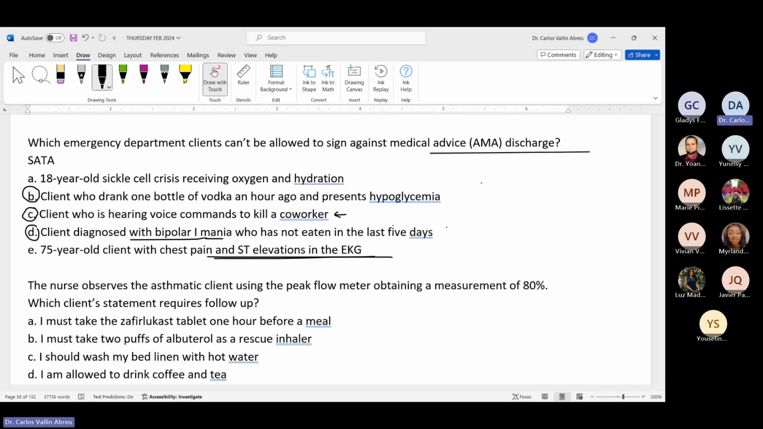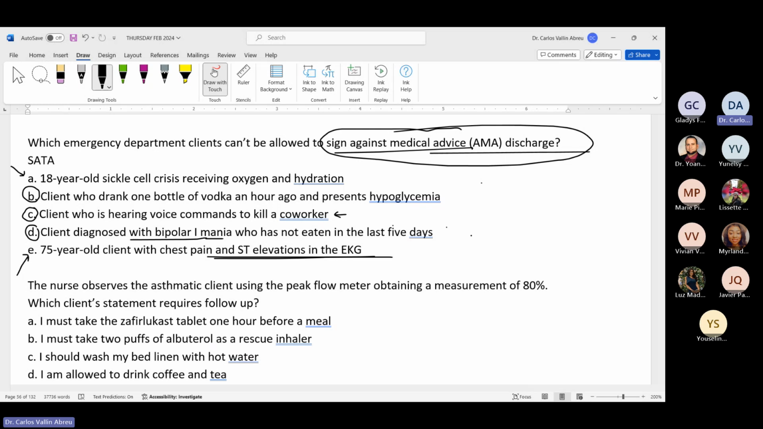Which one, this is not a question, but which one is the responsibility in client A and client E? Your first responsibility is to educate, is to make those clients aware of the consequences of leaving against medical advice. And after you explain and you verify that the client understands, is when you can allow the client to sign the against medical advice discharge. And you need to document that you did this education.